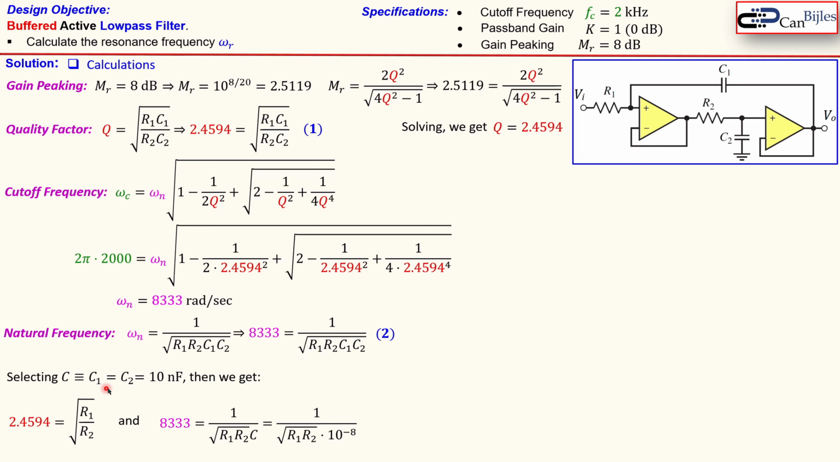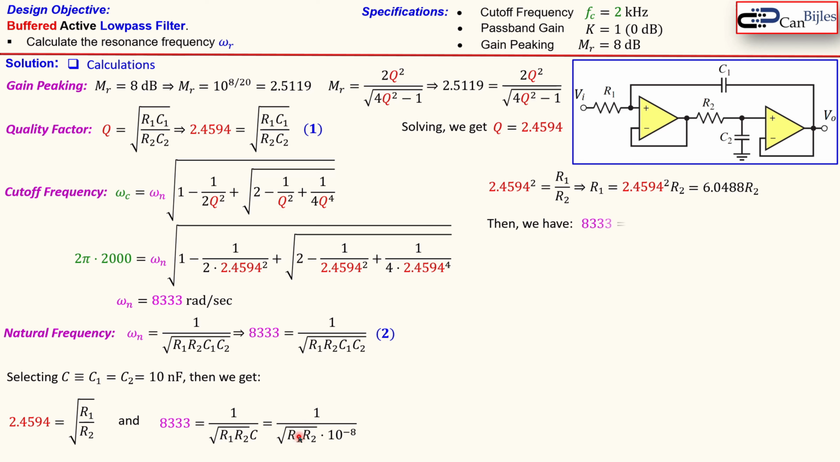And since we know what C is, which is 10 to the power minus 8, which is 10 nanofarads, which is actually also shown here. So we see here now two equations and two unknowns, and these two unknowns are R1 and R2. Okay, we can rewrite this expression so we can square the left and right hand side. So you see here the R1 over R2 is the square of that Q. And then you can say R1 is equal to this value times R2. And this value squared is in this way 6.0488 R2.